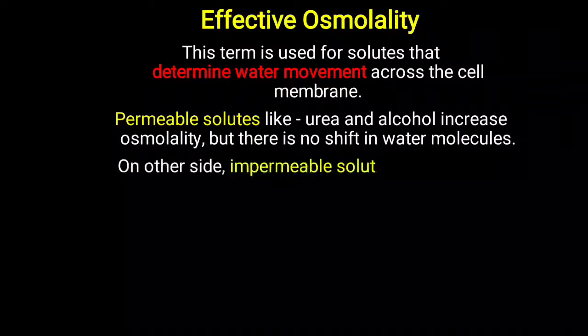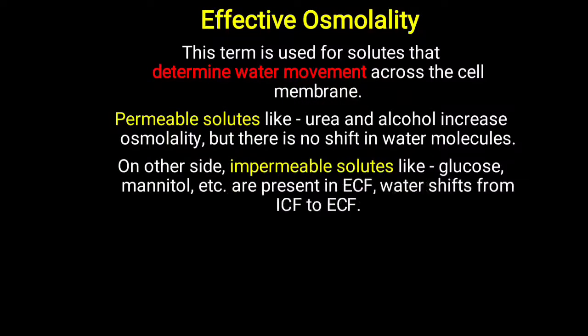But suppose impermeable solutes increase in the plasma. When impermeable solutes like glucose and mannitol are increased in the extracellular fluid, particularly in the plasma, what happens? Water will shift from the intracellular space, meaning the water present inside the cell will go outside of the cell into the extracellular fluid, from the cell into the plasma. So overall, the water content of the cell will be decreased. When glucose and mannitol levels are increased in the plasma, they will shift water from the cell to the extracellular fluid to again maintain this osmolality.